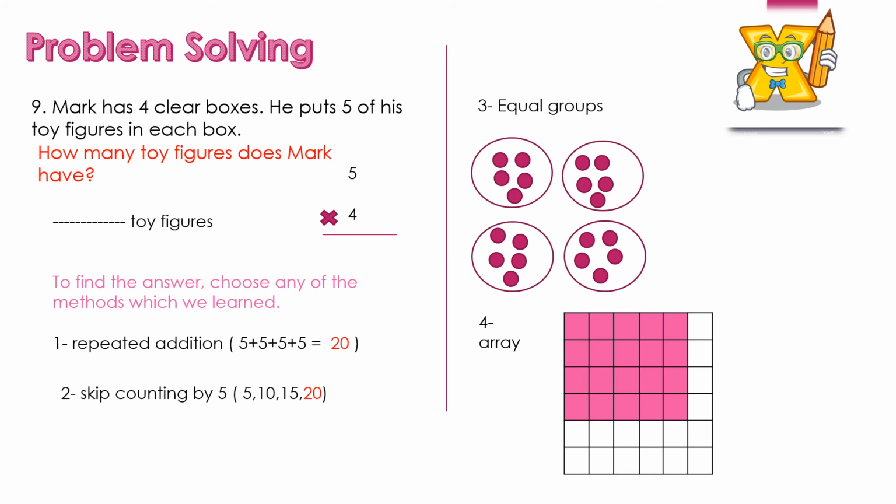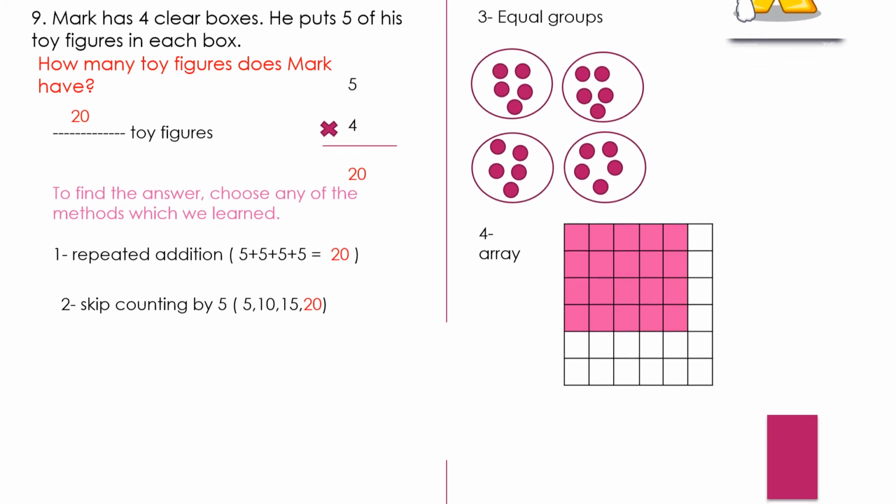Or use the array. I will fill the counters in 4 equal rows. In each row, 5. 4 equal rows, in each 5. I count how many in all. The answer is 20 in all. So how many toy figures? The product is 20.